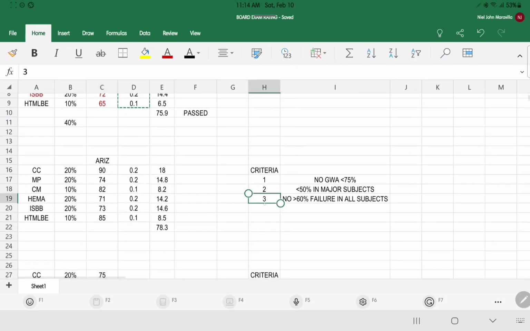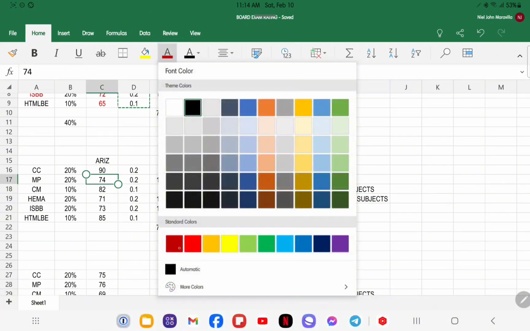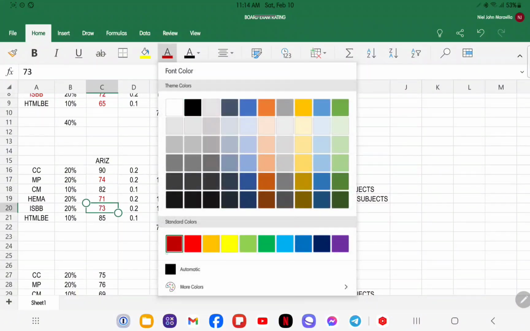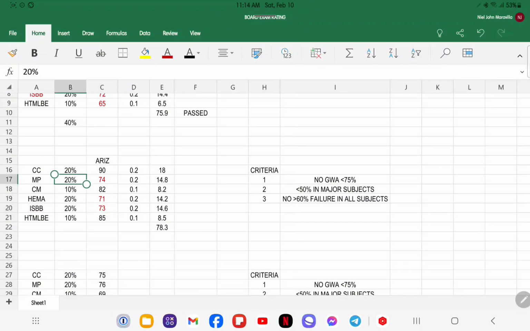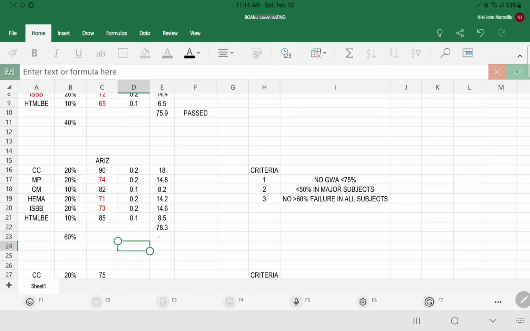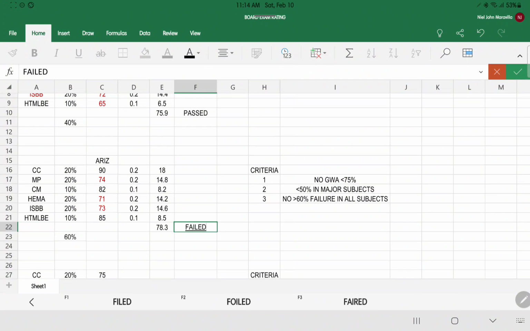Tingnan natin sa criteria number 3. For criteria number 3, no greater than 60% failure in all subjects. So, tanawan na ito sa mga bagsak. We have Micropara, bagsak siya sa Micropara. We have HIMA, bagsak po siya sa HIMA. And we have ISBB, bagsak po siya sa ISBB. So, tingnan natin. 20%, 20%, 20%, that is 60%. So, ibig sabihin, failed siya. Okay? Failed.